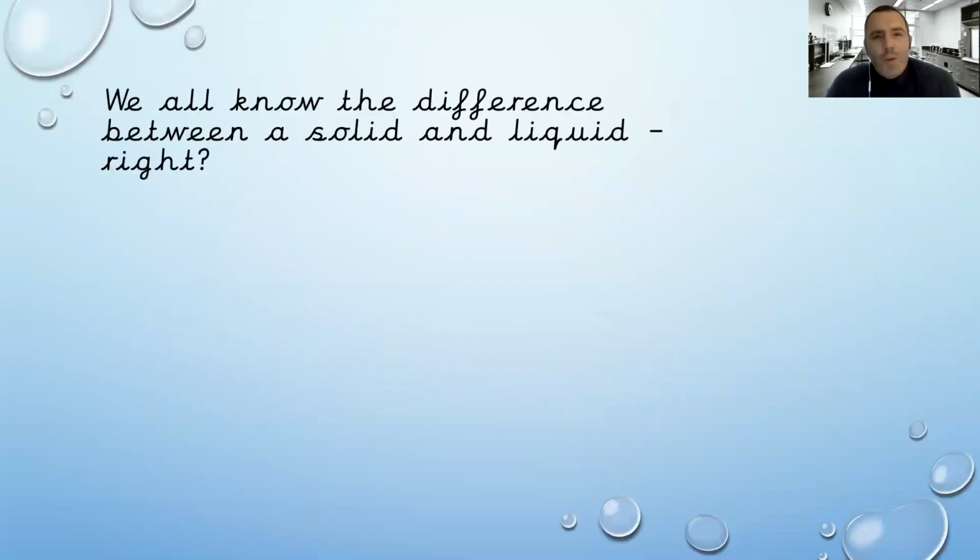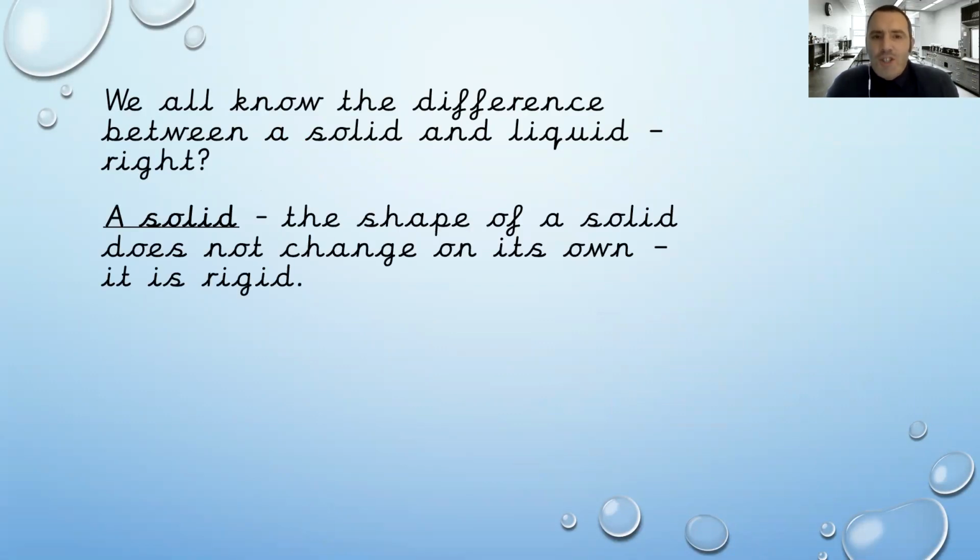We all know the difference between a solid and a liquid, right? So a solid has a shape of its own. It doesn't change on its own. It has to have something done to it. So for example, I have a packet of crisps here. That is a solid. It will stay in that shape until I do something to it. So if I do nothing to it, it stays like that. If I squash it, if I apply a force to it, it changes shape and it is now a squashed crisp packet. So a solid has to have something happen to it for it to change shape.